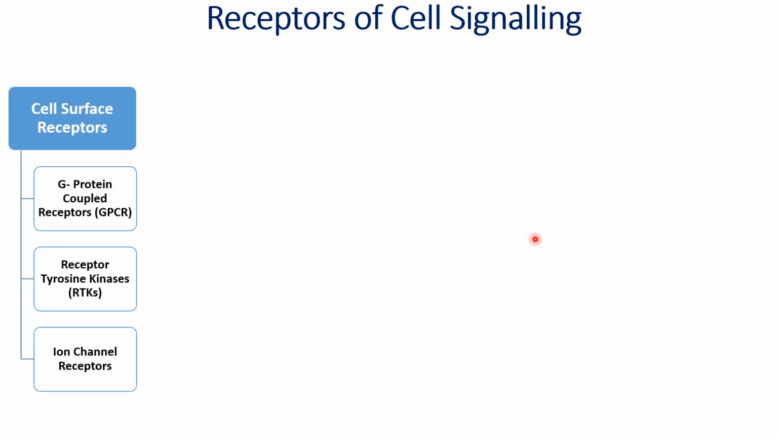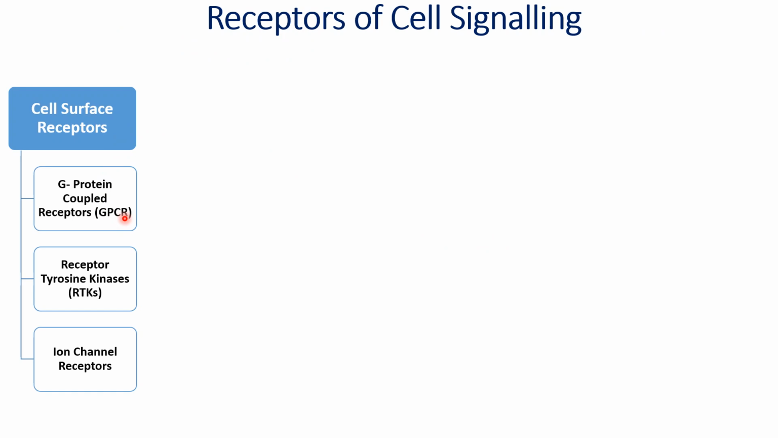Now, there are a number of different types of receptors in our body. The process of cell signaling occurs through different cell surface receptors, and receptors can be divided into different types. First is the cell surface receptor. We have 3 important cell surface receptors. The first is the G protein coupled receptor, which we will talk about in detail one by one, not today, in a different video.